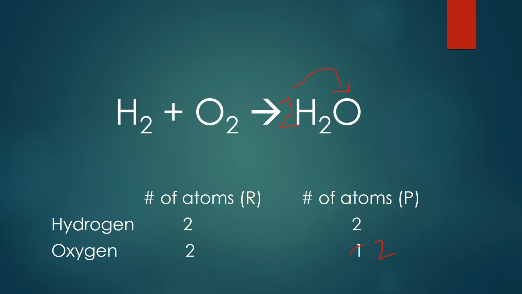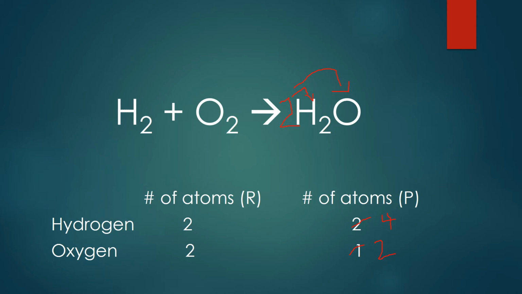So now I know I have 2 oxygen, because this 2 is 2 times the 1 oxygen. But it also changes the number of hydrogens we have now. So we have 2 times the 2 hydrogens we already had. So now that changes our hydrogens. If my mouse would reappear. Okay, sorry. Now we have 4 hydrogens, because the coefficient 2 times the subscript 2 is 4.